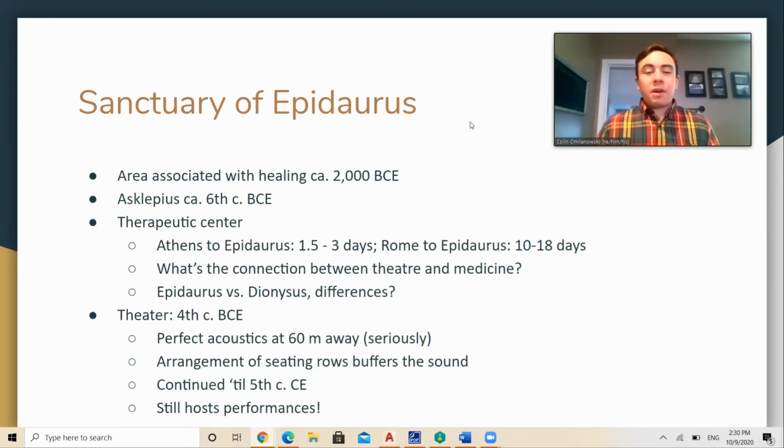So the Theater of Epidaurus, as we know it, in that lovely fan shape, gets its form in about the 4th century BCE, has the perfect acoustics, and continued until the 5th century CE. And even nowadays, it still hosts performances. So the connection between theater and medicine, these are things not to be trifled with, and they did work.